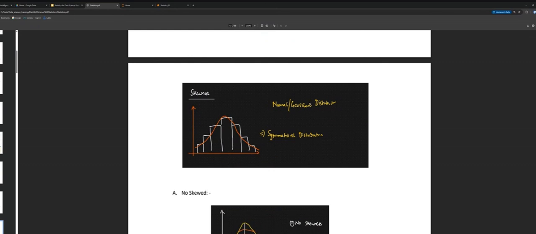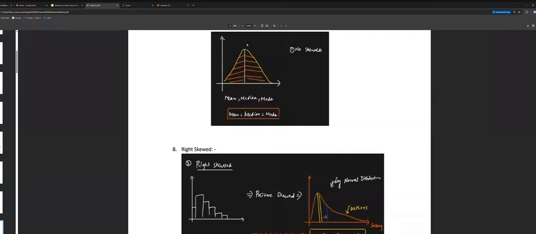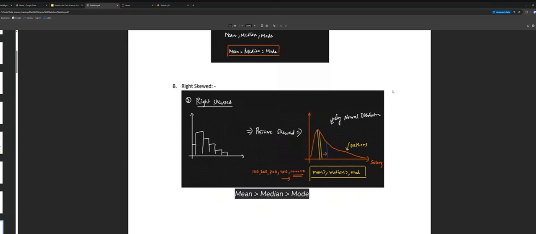So for skewness, this example is called a normal or Gaussian distribution. It is symmetric, like a bell curve. We call it no skew when it is not leaning to the right side or left side. Mean, median, mode: mean is equal to median equal to mode. When all these are equal, then we say no skewness.